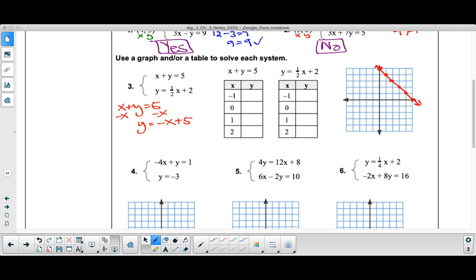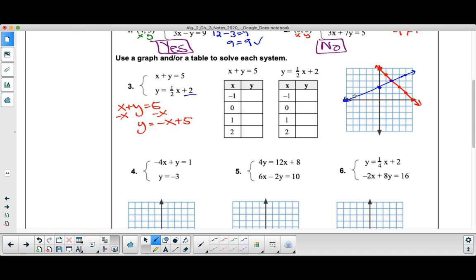Next, I'm going to graph y equals 1/2 x plus 2. My y-intercept for that one is 2. And then from there, I'm going to follow the slope of rise over run, 1 over 2. Up 1, right 2. Up 1, right 2. And then draw on my line.